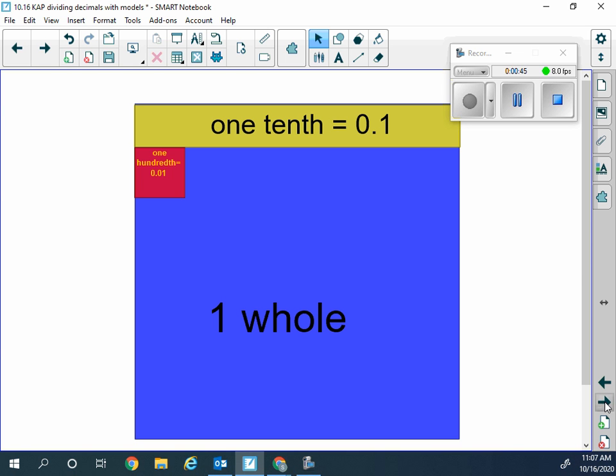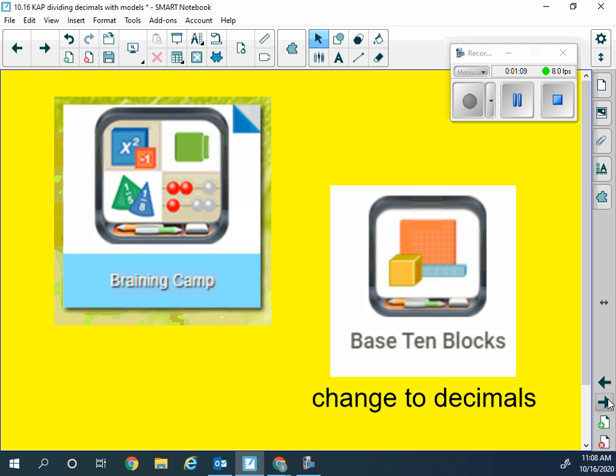I'm now telling you that the big one is the 1 whole. That is 1. Each one of the long ones is now a 10th. And each of these is now a 100th, because it would take 100 of these little ones to fill up this 1 whole. It would take 10 of these long ones to fill up this whole square. Is everybody with me?